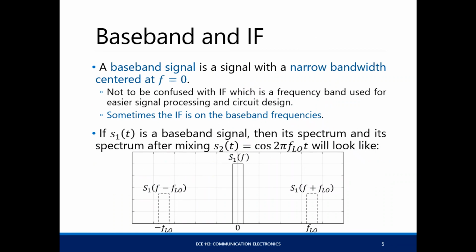So let's differentiate them first. A baseband signal is a signal with a narrow bandwidth centered at f equals 0. Not to be confused with IF, which is the frequency band used for signal processing. But sometimes these bands coincide with each other, so take note of that. If we have S1 of t, a baseband signal, the spectrum will look like this. After mixing, the spectrum becomes this.